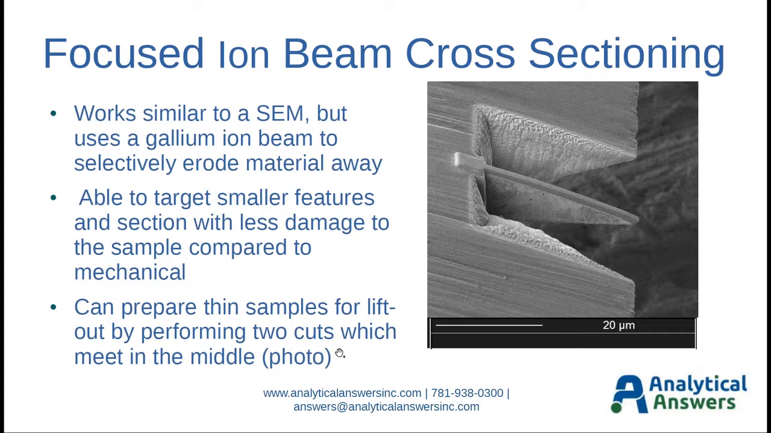And so here we're going to use focused ion beam milling, which we have talked about in other webinars, but I'm just going to use it as an example here. The focused ion beam works similar to an SEM, but does use a gallium ion beam to selectively erode material away. And it images like an SEM so that you can target very small features. And so you can just basically dial in where you want the cross section to be and literally target even sub-micron features. And you can prepare samples for lift out by performing two cuts which meet in the middle, and that's what this photo here shows.